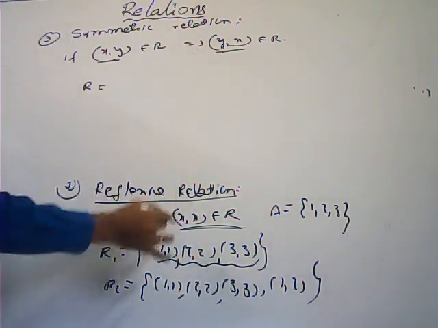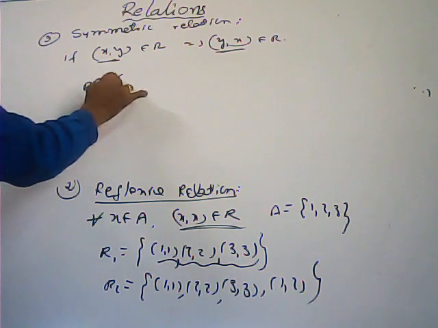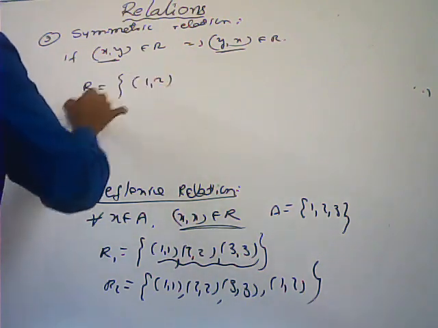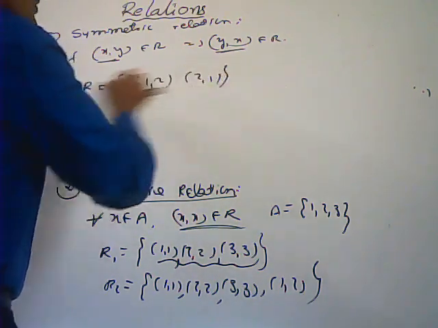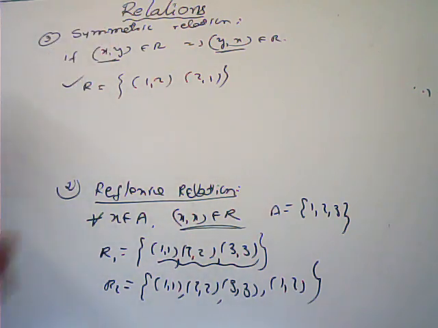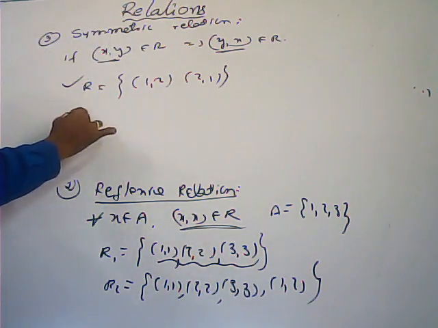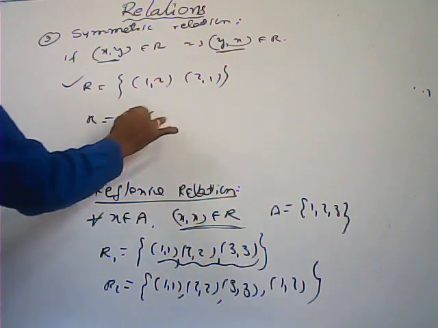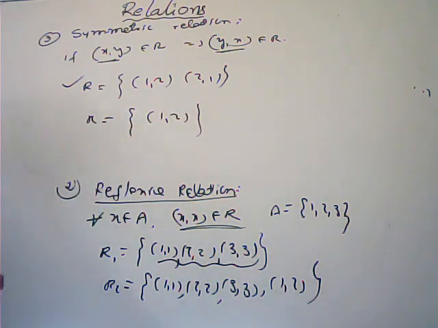For example, here A is equal to the set of 1, 2, 3 only. Here I am writing one relation. (1, 2) is there. At the same time we need (2, 1). Sorry, this is a symmetric relation check. R is equal to the set containing (1, 2). This is not a symmetric relation. Why? Because (2, 1) is not there.